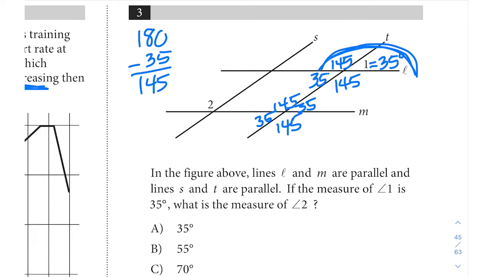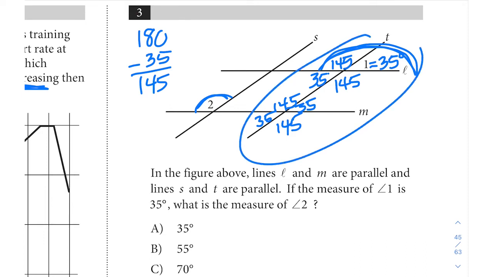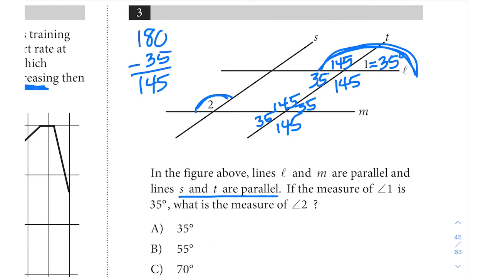So that's helpful for figuring out all those angles along line T. But we're being asked about angle 2 over here that's along line S. So what piece of information allows us to transfer some of this data over to this other line? Well, they do tell us that S and T are parallel.